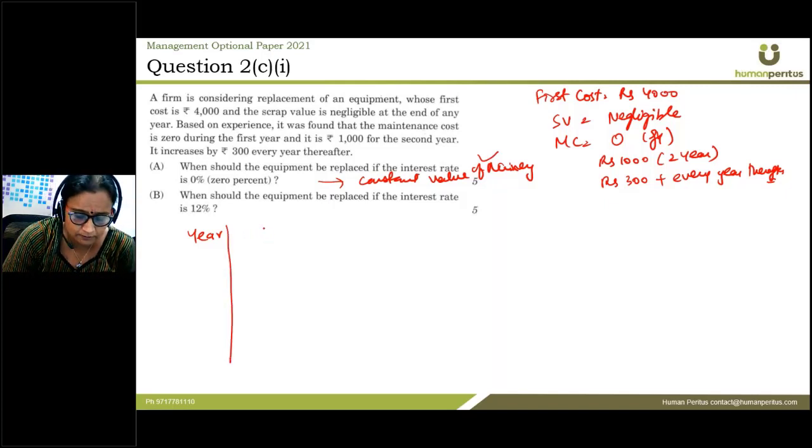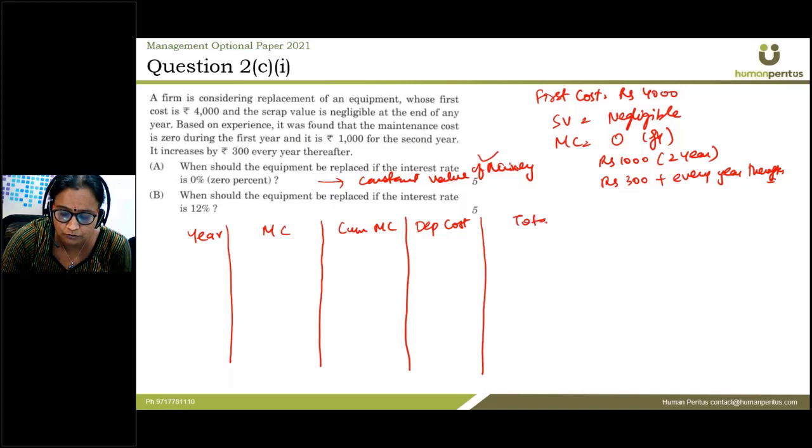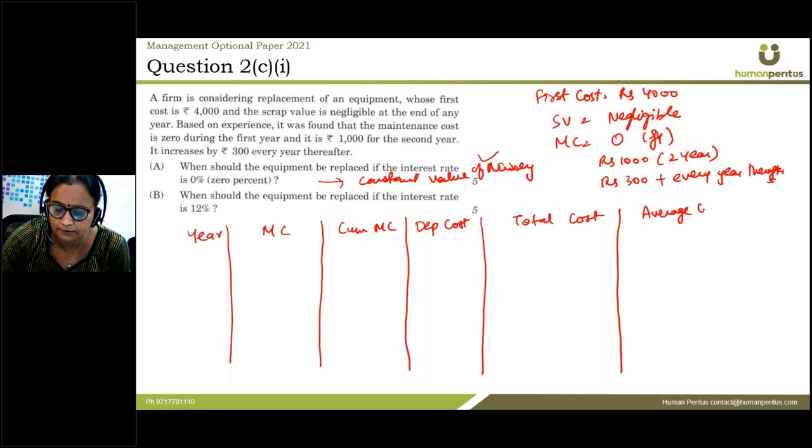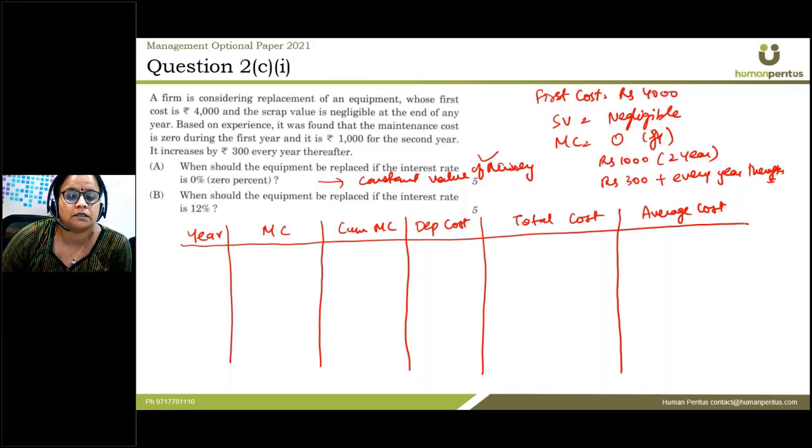Here we will take maintenance cost, whatever information is given to us. Then in the next column we'll be taking cumulative maintenance cost, and then depreciation cost, and then total cost, and in the last we would be computing average cost. So in replacement model questions we tabulate the information like this and compute the average cost, and the year for which this average cost is least, we will consider that year as our optimum replacement year.